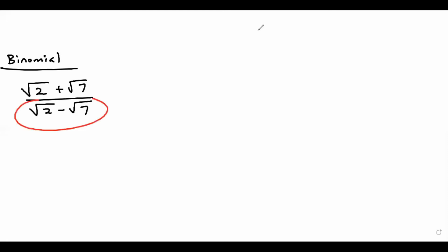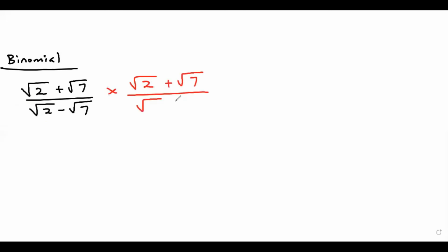So let's try when we have a binomial denominator, meaning we have two things in the denominator. Let's say, for example, we have root 2 plus root 7 over root 2 minus root 7. So what would happen here is that we'd have to multiply by the conjugate of the denominator. Again, if you watch a previous video, you'd know what the conjugate of the denominator would be, which would be root 2 plus root 7 over root 2 plus root 7. And again, we'd multiply across like this.